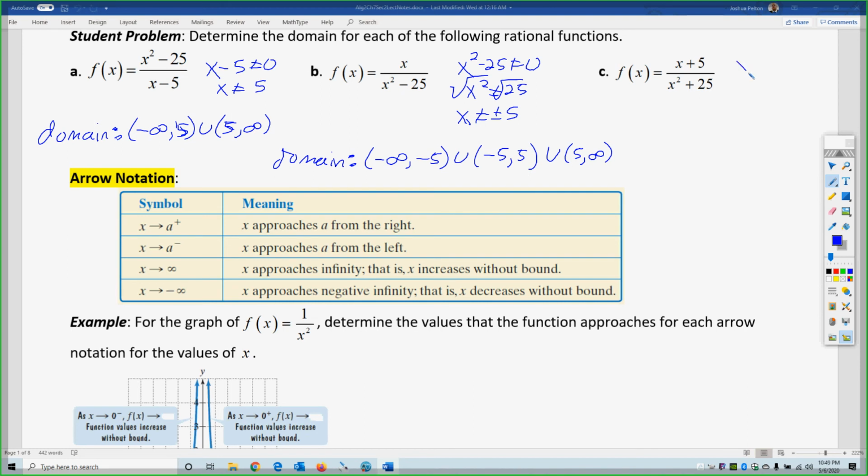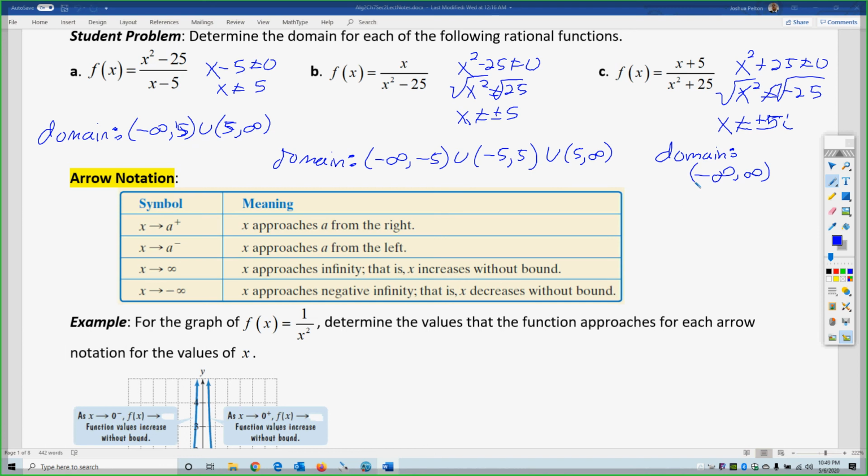And the last one, x squared plus 25 cannot be 0. So x squared cannot be negative 25. If I square root both sides, x cannot be plus or minus 5i. Okay, well that's imaginary, so that means there are no domain restrictions. So my domain is all real numbers, negative infinity to infinity, with no restrictions.